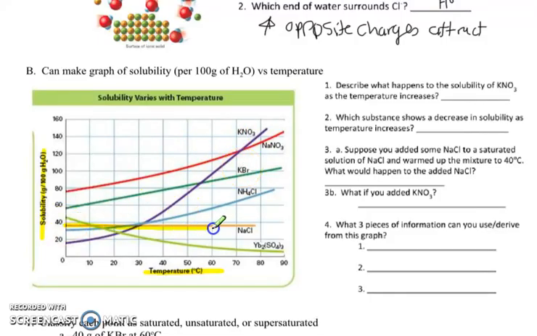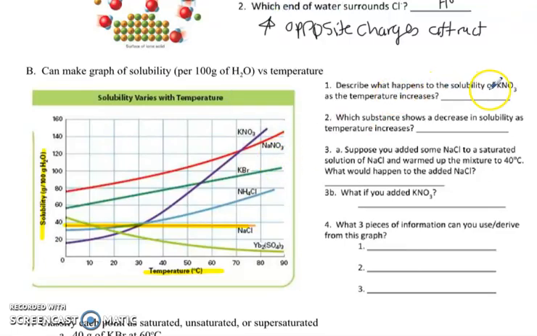Let's look at what sodium chloride does. That stays pretty flat. So if you're trying to dissolve salt, heating up the solution doesn't really help. And we actually see an opposite trend. If you look at YbSO4, ytterbium sulfate, it actually decreases its solubility as temperature increases. So we're going to go through and answer some of these graph questions.